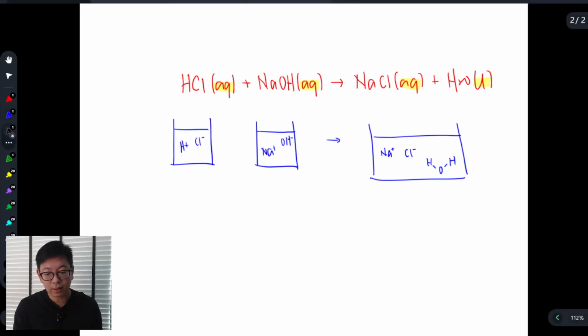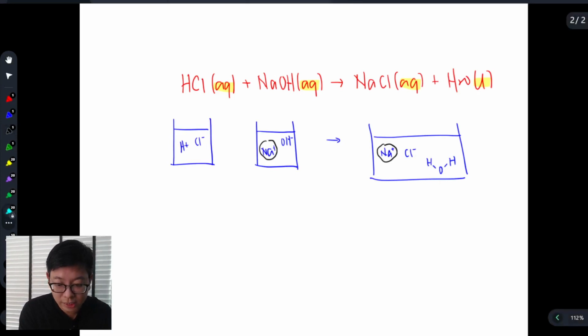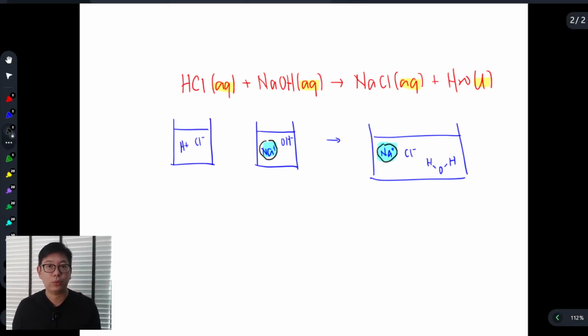Now if you compare hydrochloric acid and sodium hydroxide, your reactants, and your products, we see very clearly that we have sodium ions and sodium ions, and the sodium ions basically did not take part in any reaction. They exist as Na+ before and Na+ after. So if they did not take part in the reaction, they're what we call spectator ions, and we cancel them out. So they didn't react.